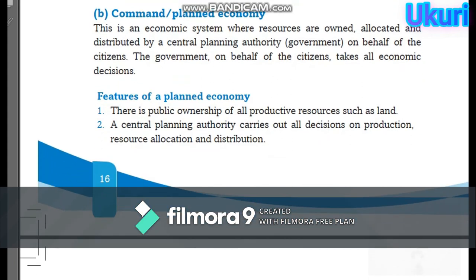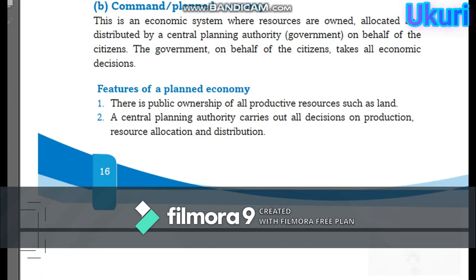Number B, command planned economy. This is an economic system where resources are owned, allocated and distributed by a central planning authority on behalf of citizens. Ahangano noni ya economics ikorwa na central government cyangwa se government, ubuyobozi bw'igihugu akaba ari bwo bujya muri economics. The government on behalf of citizens takes all economic decisions, imyanzuro yose ikabifatwa na leta.